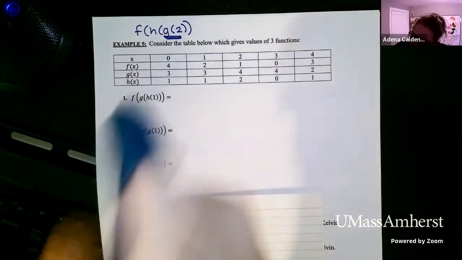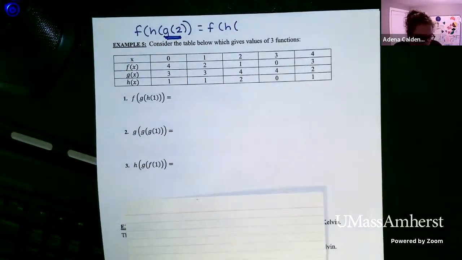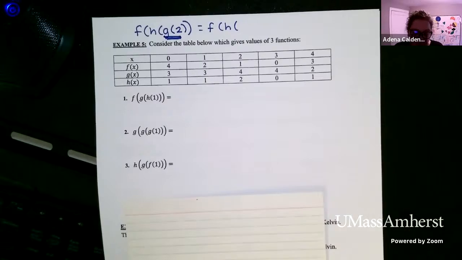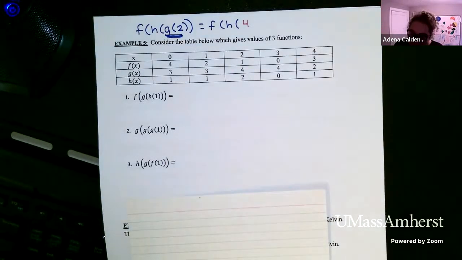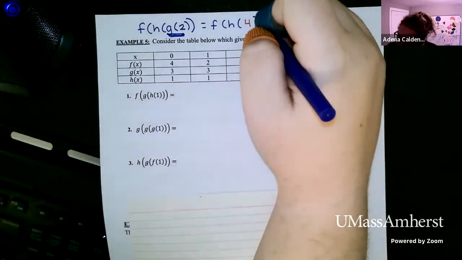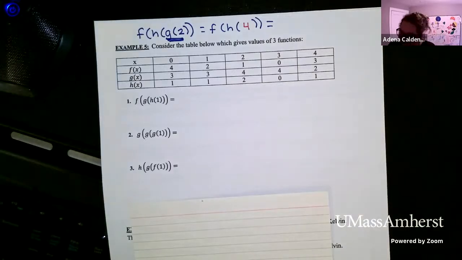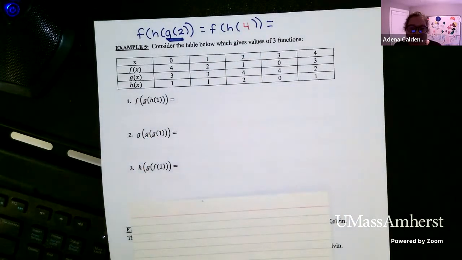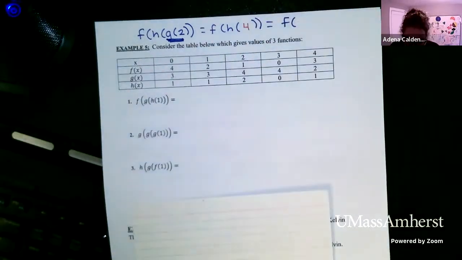So what we're going to do is take that 4 and plug it in where that g of 2 was, right? So instead of g of 2, we put in the value that we calculated, which is 4. And that creates a new function now. So now we have h of 4 as the innermost function. So we go ahead and compute h of 4.